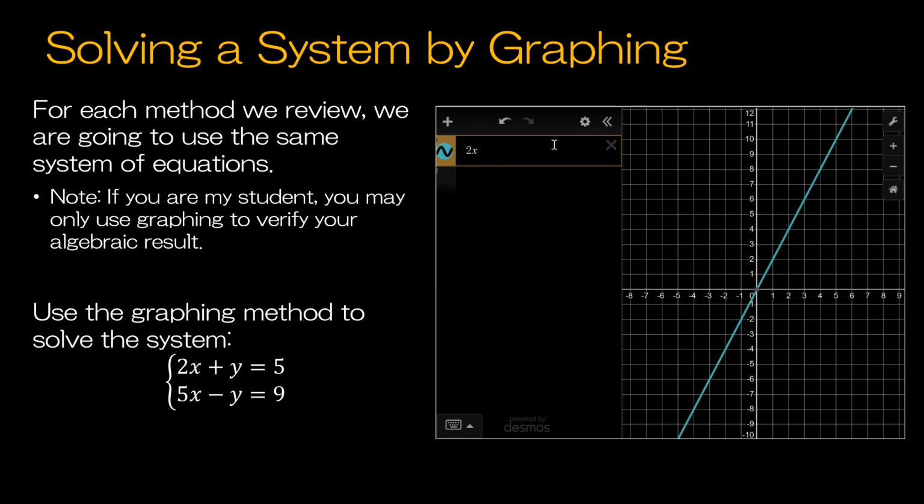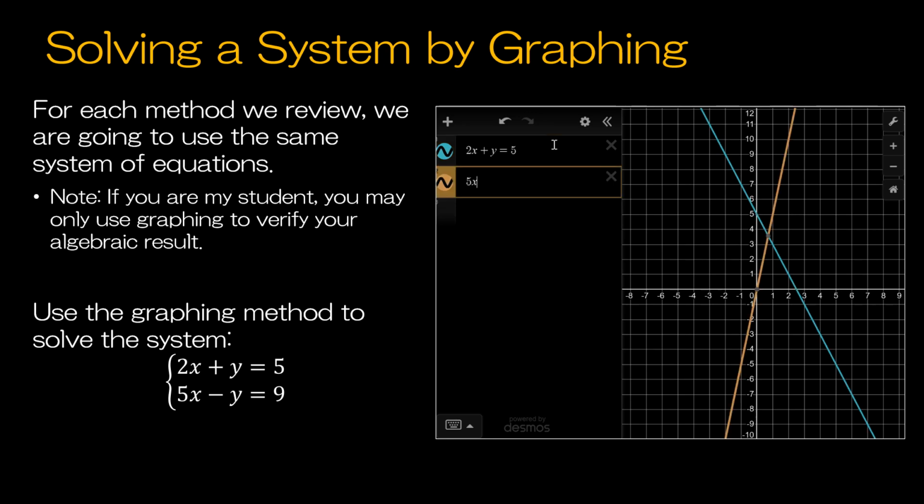So 2x plus y equals 5. Notice I don't have to put that into slope-intercept form. And 5x minus y equals 9. And then I can just click on that point to find the point of intersection. Now, we know the result is going to be (2, 1). So now we're going to look at the algebraic ways to solve this system and verify that we also find that it's (2, 1) using those ways.